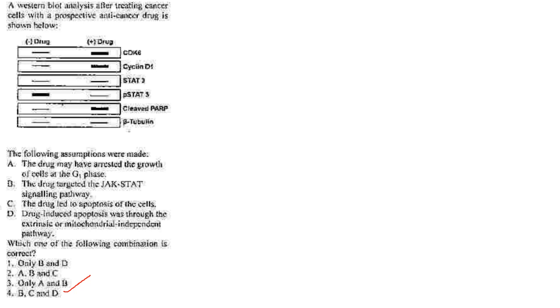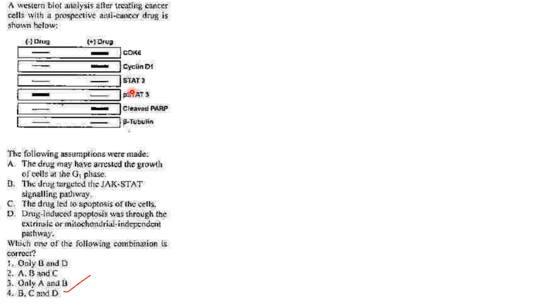Then next one. A Western blot analysis after treating cancer cells with a prospective anti-cancer drug is shown below. This is the lane without drug and this is the lane with drug. The following assumptions were made. Which one of the following combinations is correct?